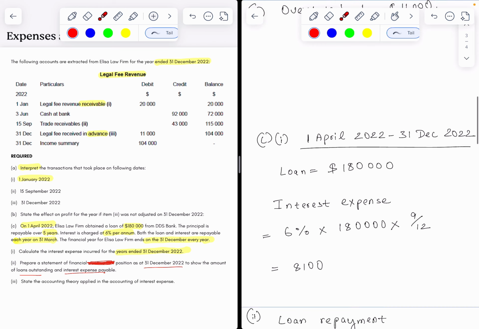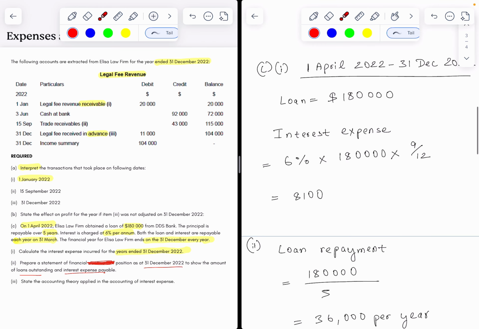So let's look into part C. On the 1st of April 2022, the law firm obtained a loan of $180,000 from a bank. The principal is repayable over 5 years. The principal is referring to this original amount of $180,000, which you're going to repay over 5 years in equal installments. There is also some cost to getting this loan for the law firm, which is to pay interest at 6% per annum, which means the law firm is incurring an expense.